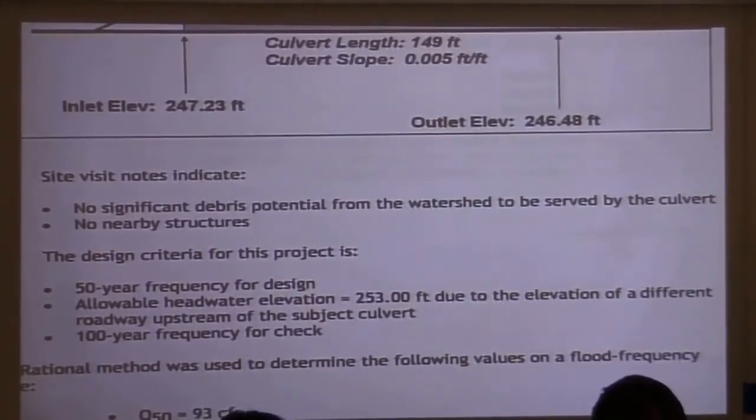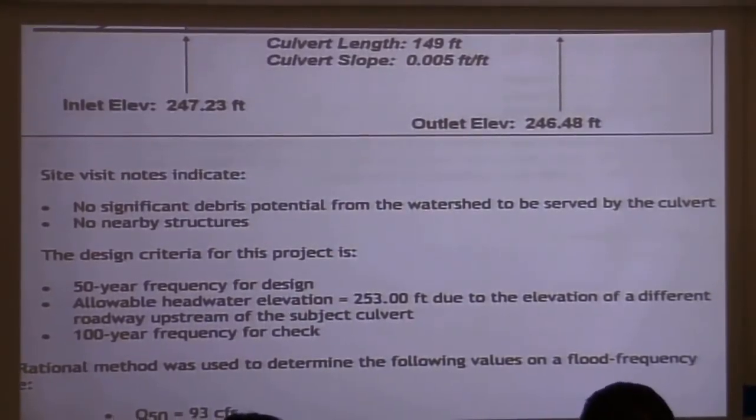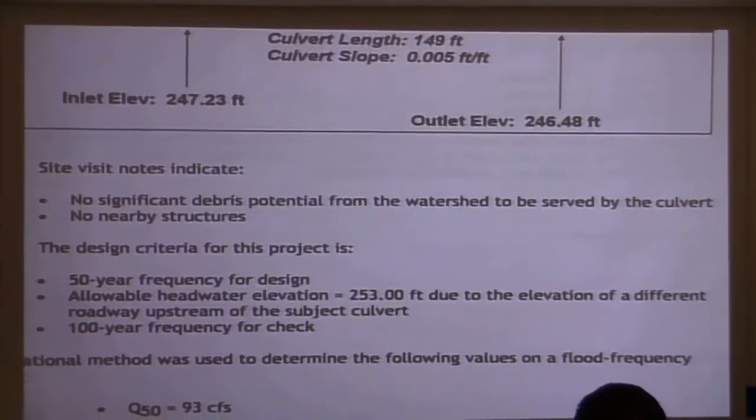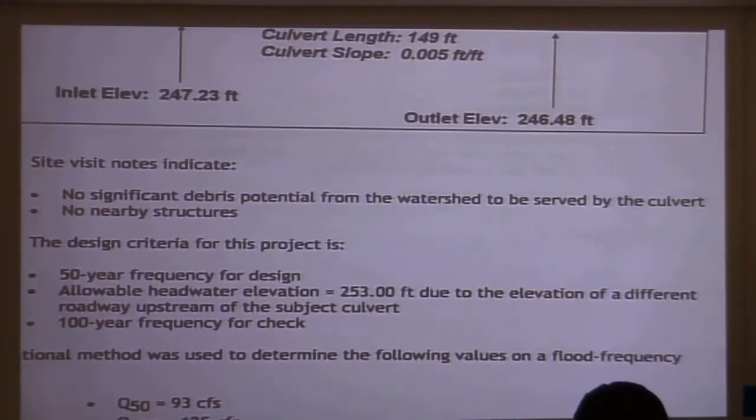Design criteria for this project: the 50-year frequency, which is pretty common for culverts on interstates. Allowable headwater, the allowable headwater elevation is actually less than the overtopping, so it's 253 feet. So disregard what I said before, 253 feet, due to the elevation of a different roadway upstream of the subject culvert. You see a 100-year frequency for check.